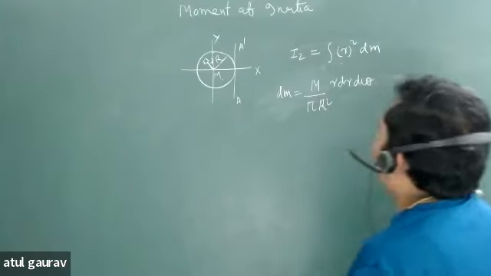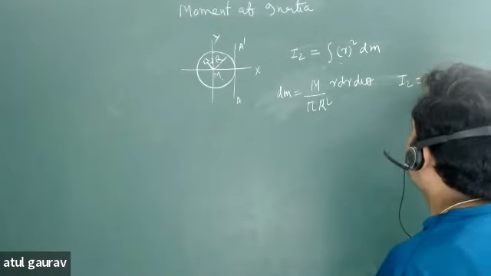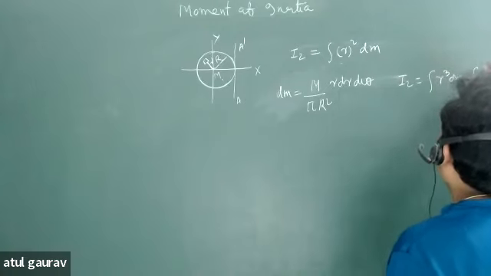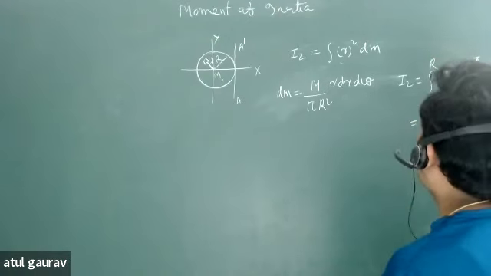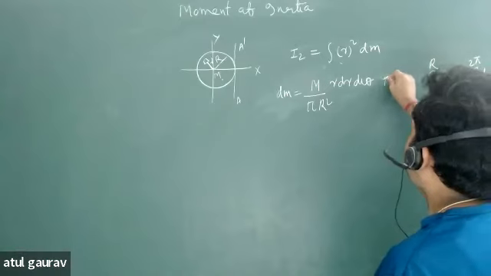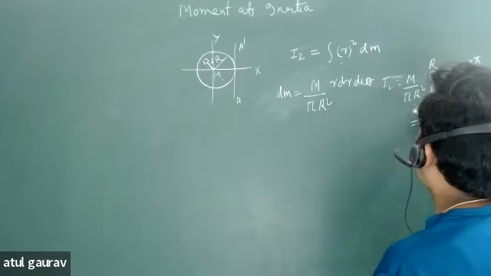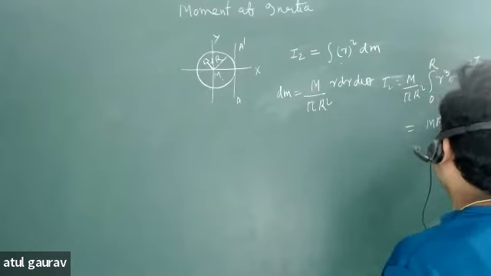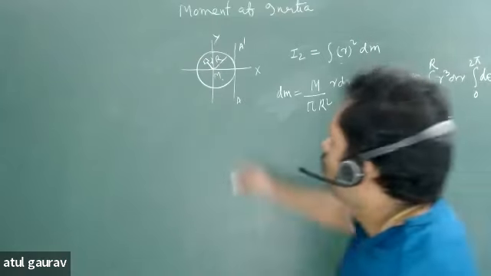हम लोगों ने बहुत कर लिया है ऐसा, तो मैं direct लिख सकता हूं इसे. So my Iz is equal to r cube dr d theta, 0 to pi, 0 to capital R. What will be the value? And here is m by pi r square. What you will get? Mr square by 2. Just check. Yes, sir. Now what about Iy?